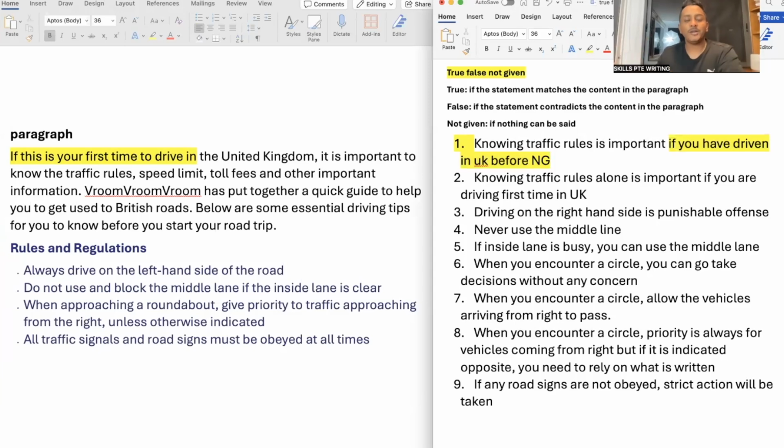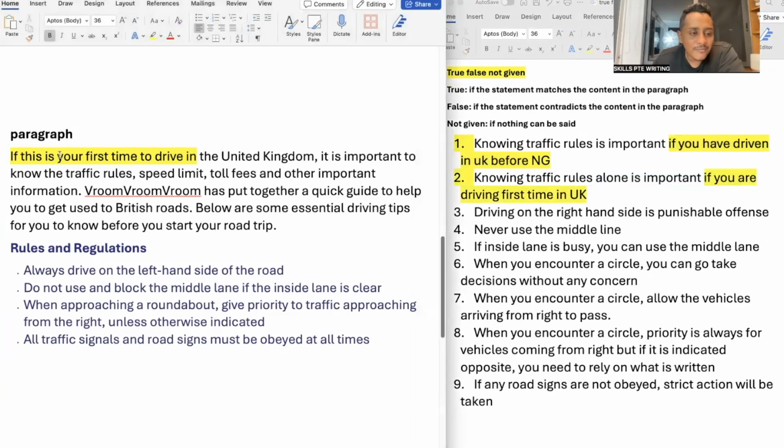Very correct. Good one. Knowing traffic rules alone is important if you're driving first time in the UK. Now this is matching. If you're driving for the first time, it is matching. No, it cannot be not given. If the information matches, it is true. If the information doesn't match, it is false. Knowing traffic rules alone is important if you're driving for the first time. Answers, please. We know you're wrong. How about others? What is the answer for this?